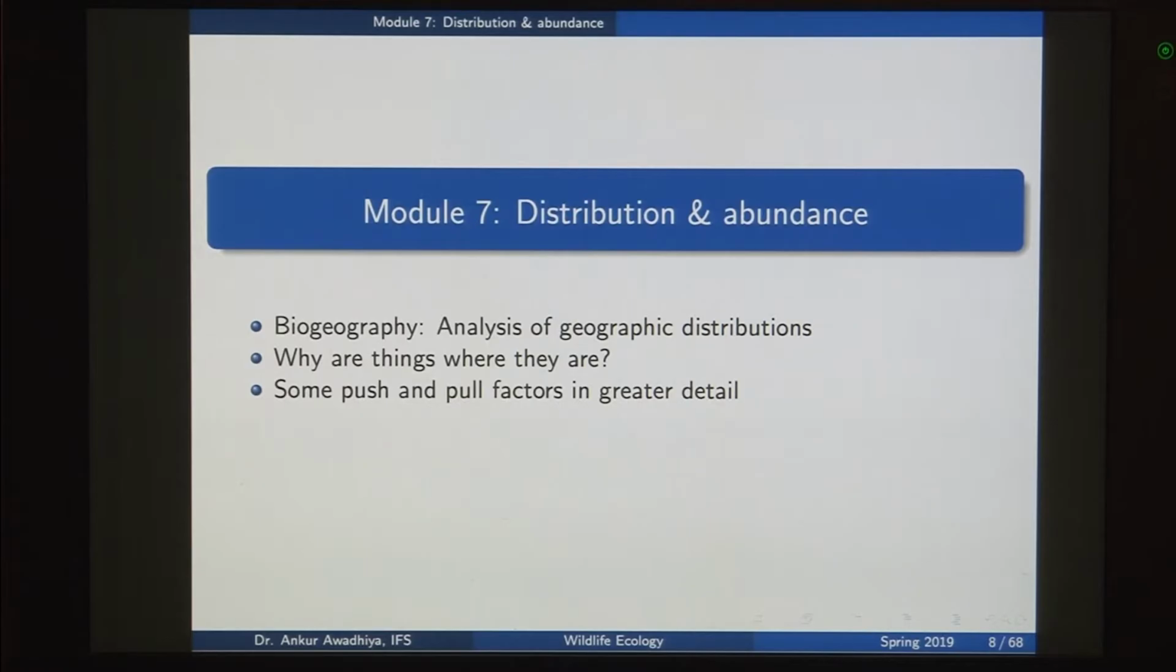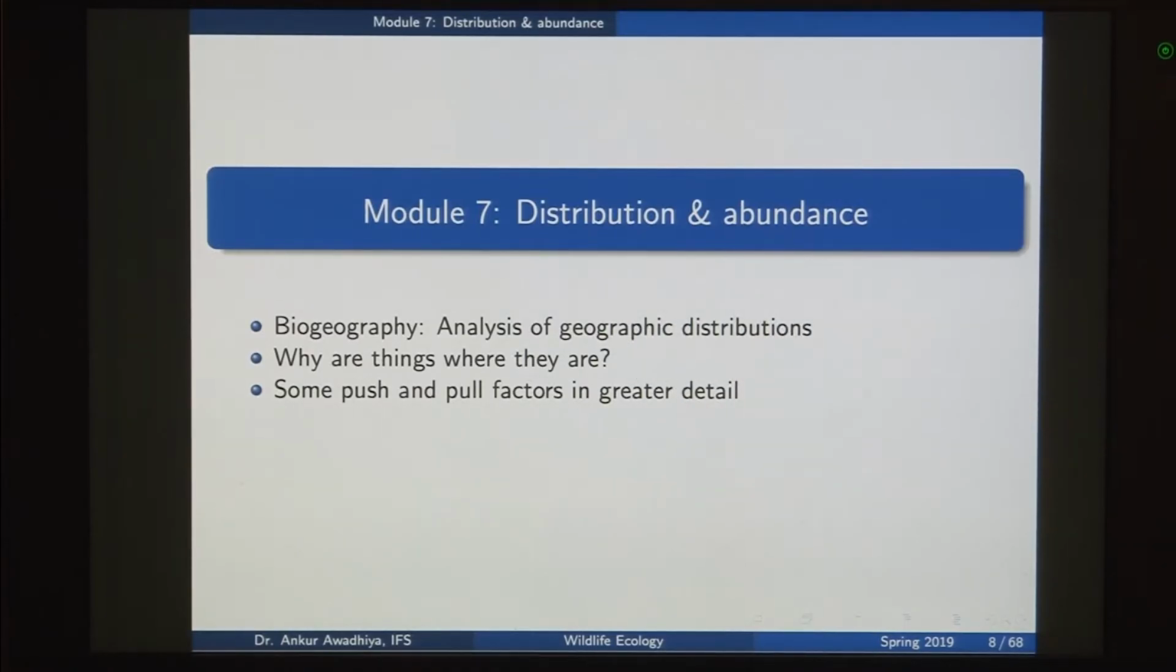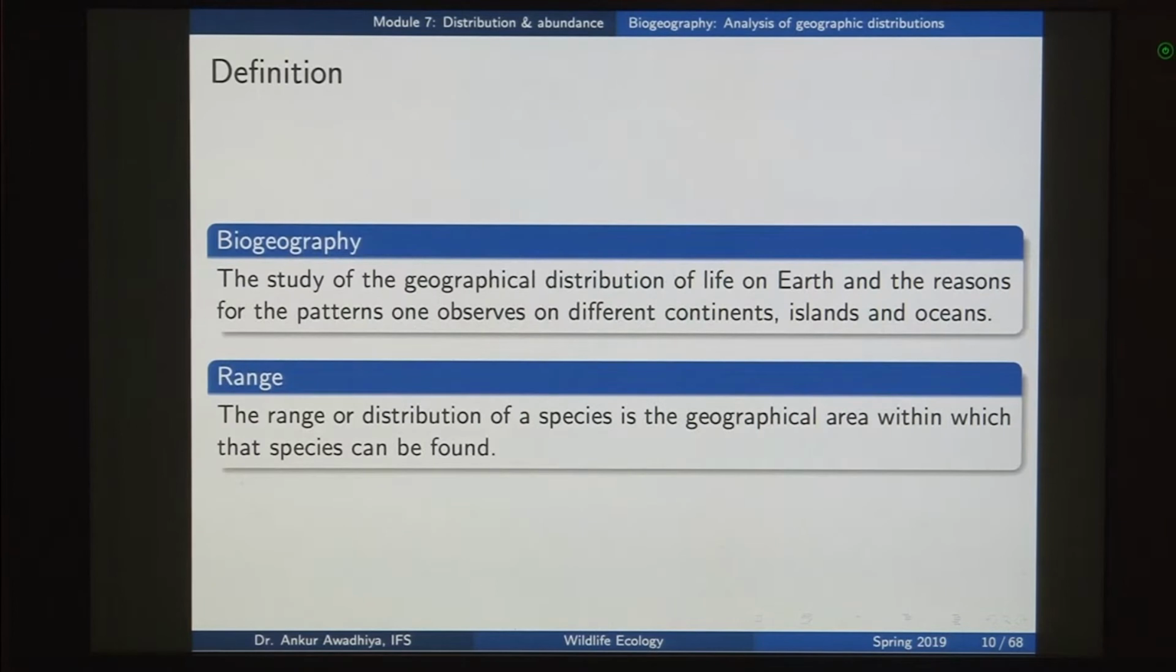The answer to that is some push factors and some pull factors. Push factors are those factors that are pushing the species away from other areas, and pull factors are those factors that are attracting the species to that particular area. Every species is best able to survive in those areas that have the most suitable climatic conditions and most suitable biotic conditions for its survival. Which is why we get a certain geographic distribution for every species, and this is what is asked in the topic of biogeography. So let us begin.